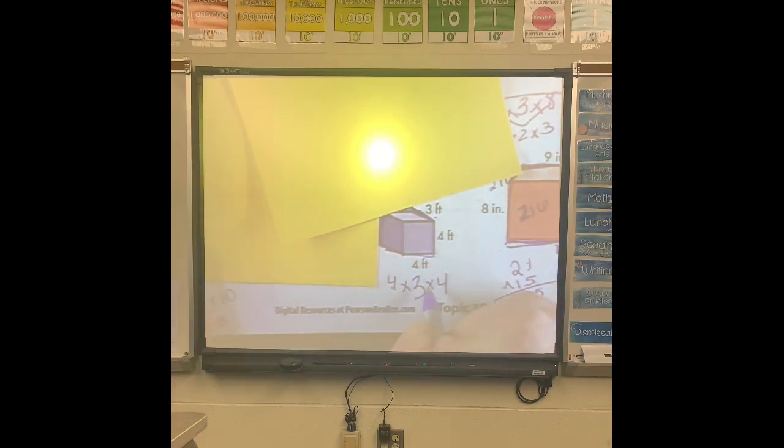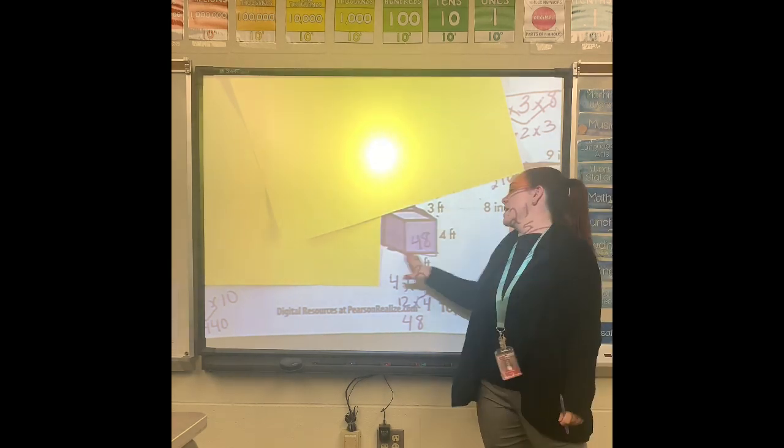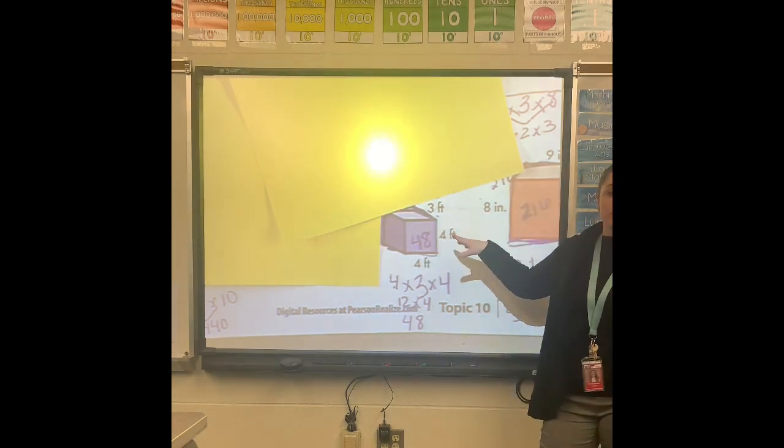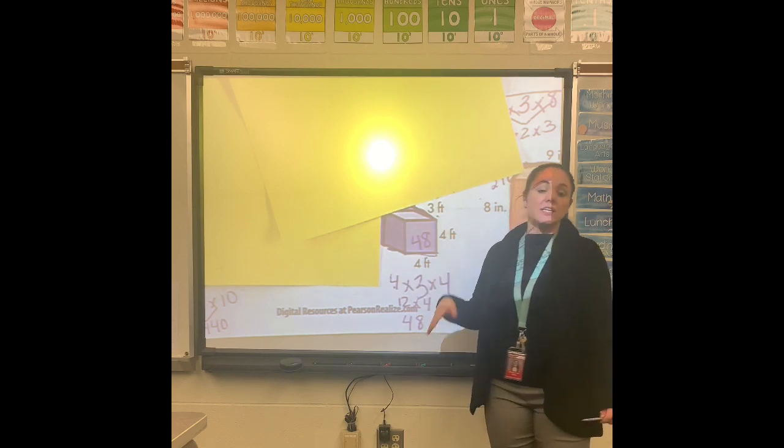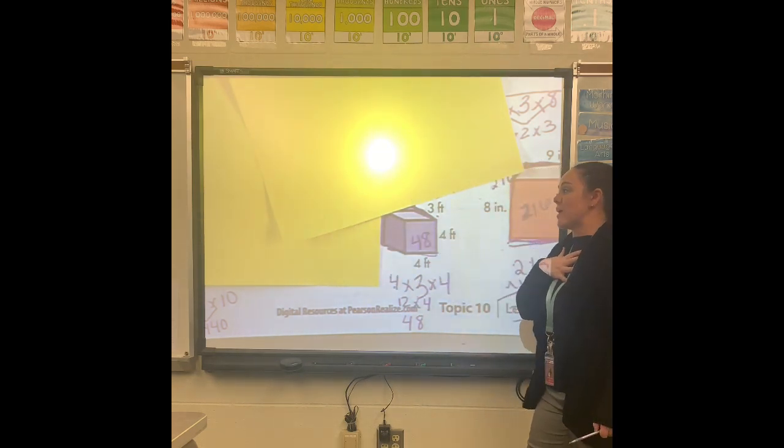So 4 times 3 is 12. And then 12 times 4 is 48. So this shape has a volume, just this front little guy has a volume of 48 feet cubed. Just this front one. Like I said, some students may choose to cut it an opposite way. I'm not too worried about that right now.